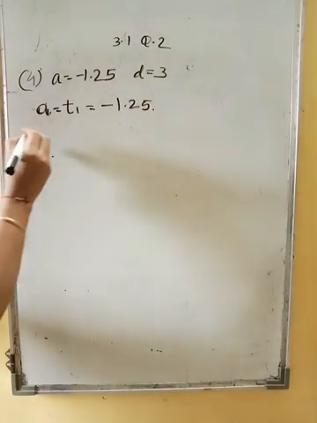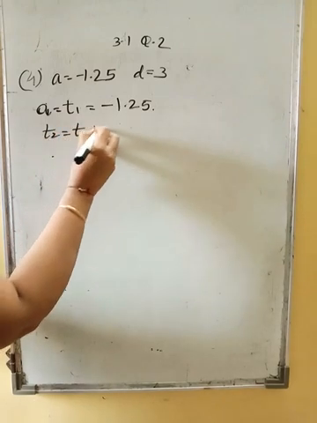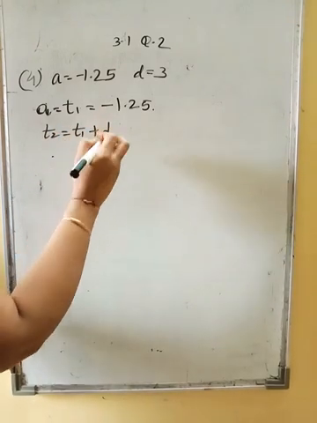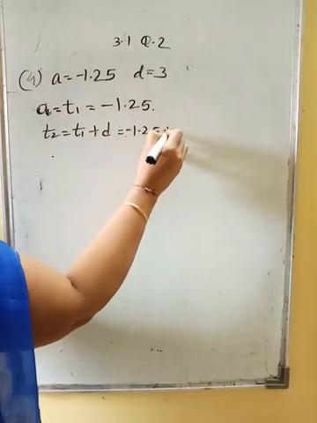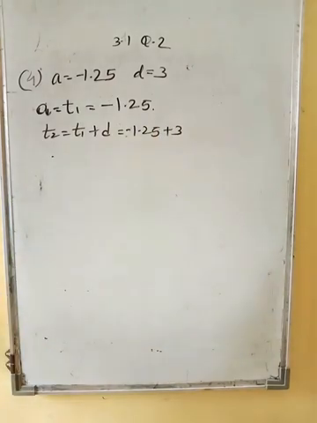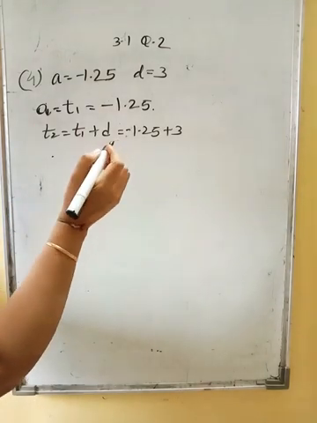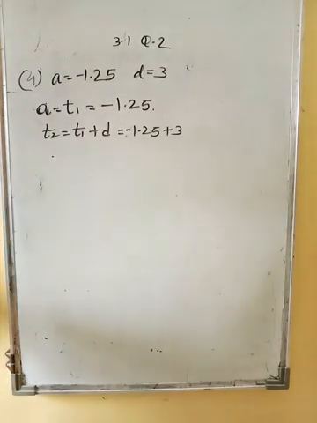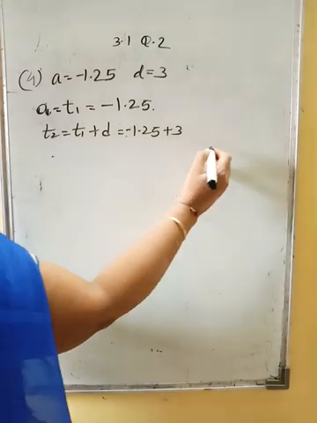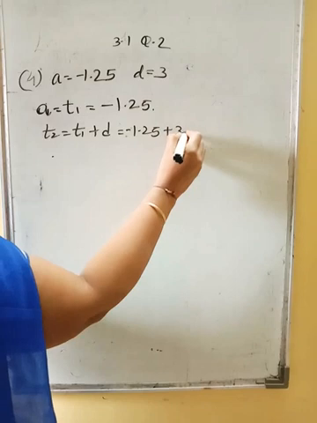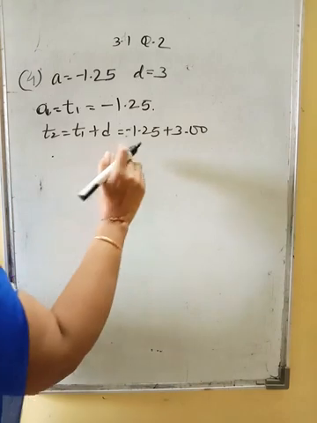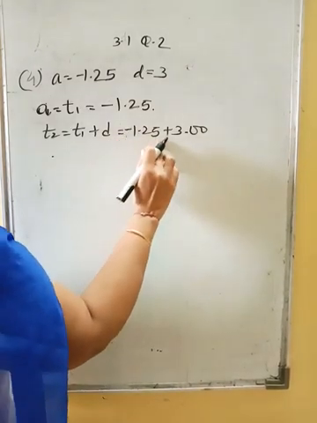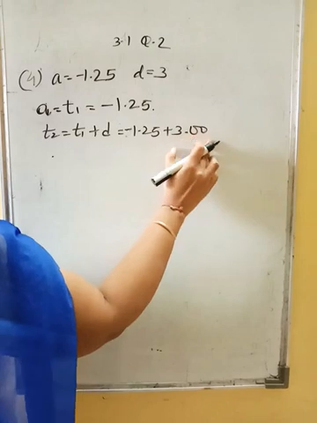So first term is found. Now second terms how we can get? By adding the difference. What is the difference? We have here minus 1.25 plus 3. Correct? So you have the answer as... see the way I am doing, children. 3 is nothing but 3.00 now. Correct? Now children observe. Here it is minus 1.25 and here it is 3.00.